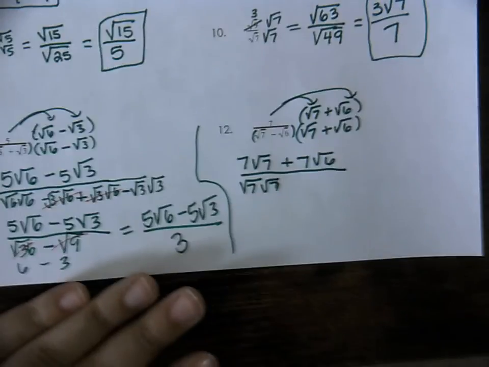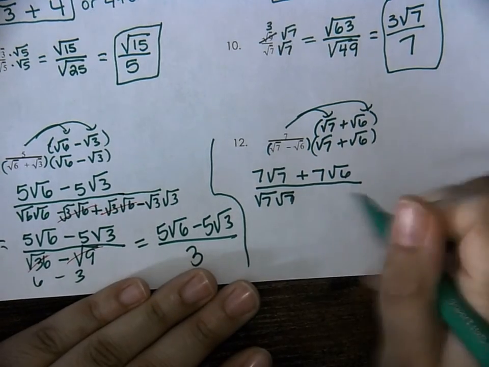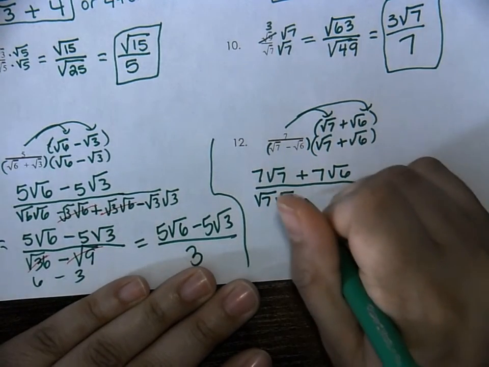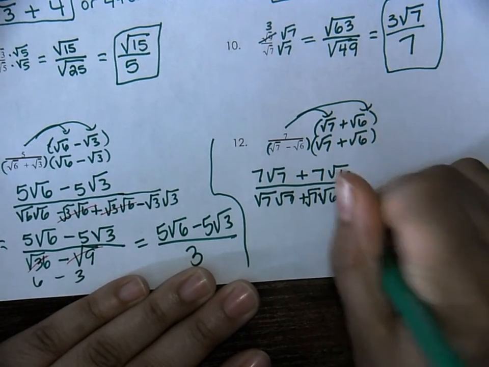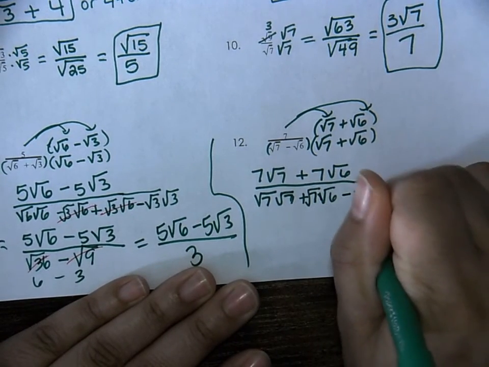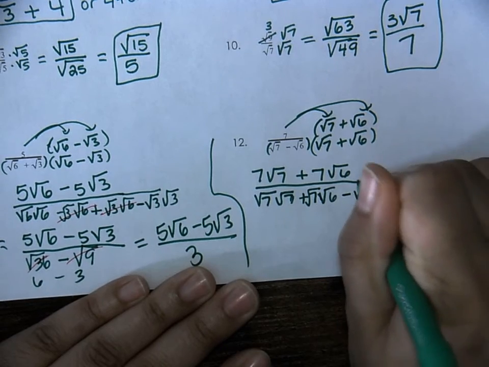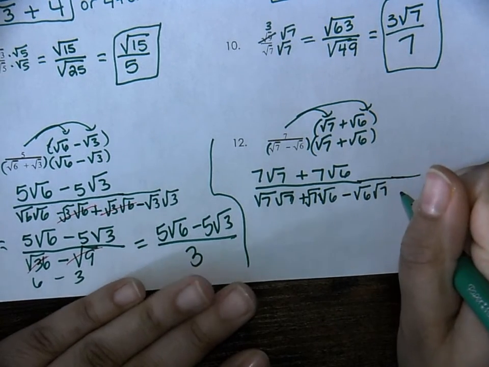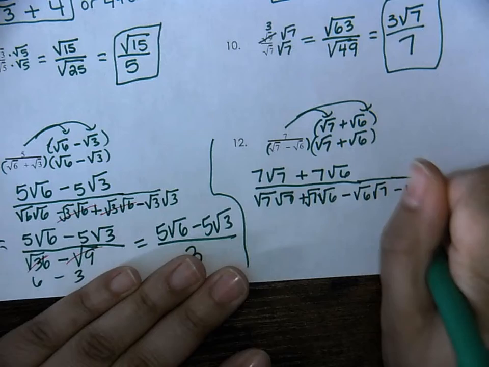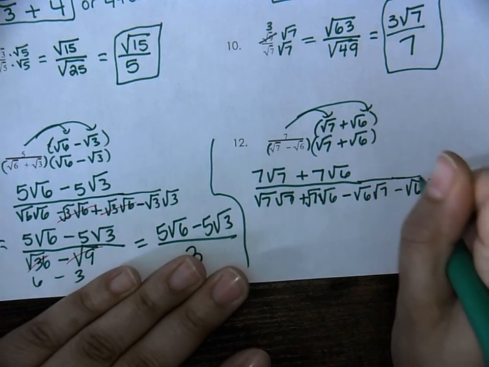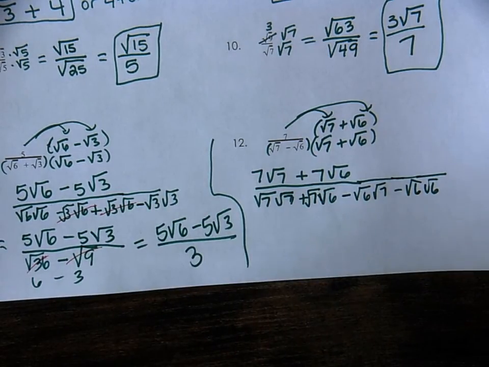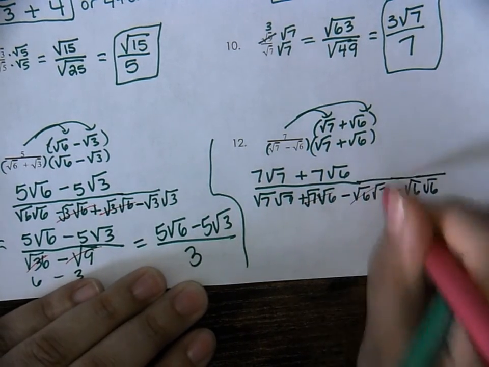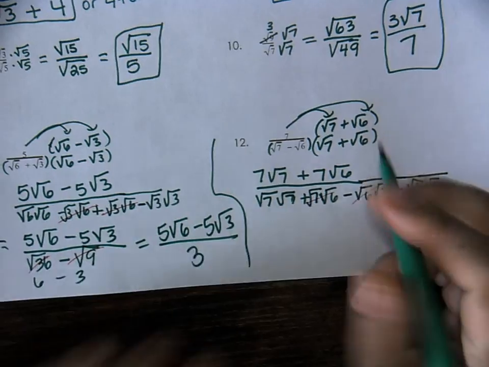And then we have outer terms is square root of 7 and square root of 6, and then inner is negative square root of 6 times square root of 7. And finally, the last term is negative square root of 6 times square root of 6. Now these, I didn't write them in the same order, but they are the same thing. So you can still cross those off because they're opposites. You can always change the order there.